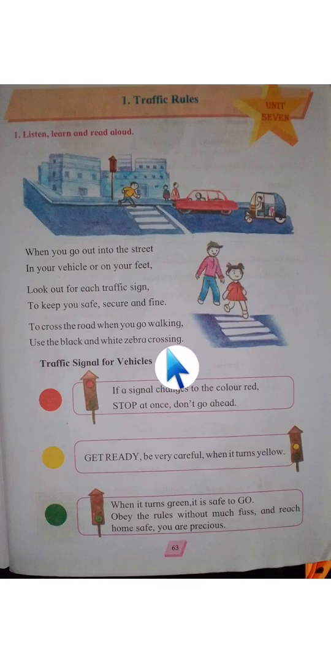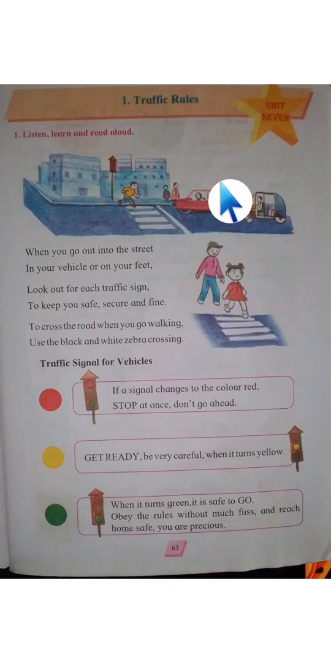To cross the road when you go walking, use the black and white zebra crossing. So while crossing the road, what do we have to use? Black and white zebra crossing. Zebra crossings are specifically made for crossing the road by walking. So when walking in the street, we have to look out for each traffic sign, then look out for vehicles, which will make us safe, secure and fine, and at the end we cross the street by the black and white zebra crossing, as you can see in the picture.